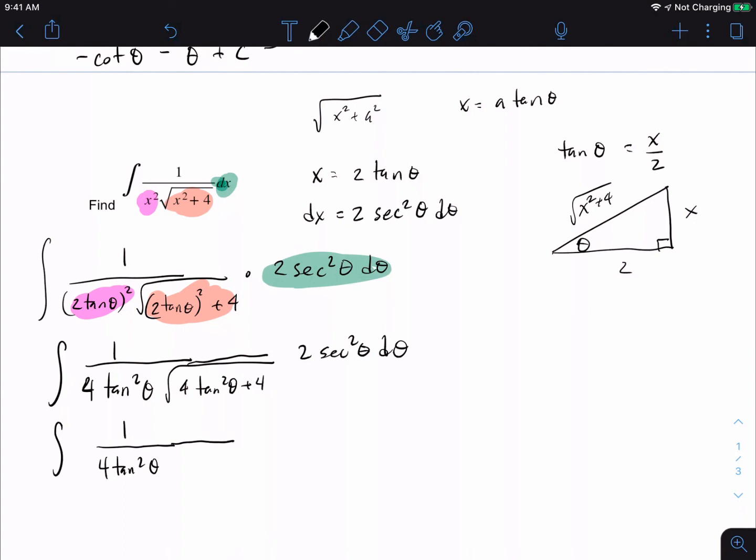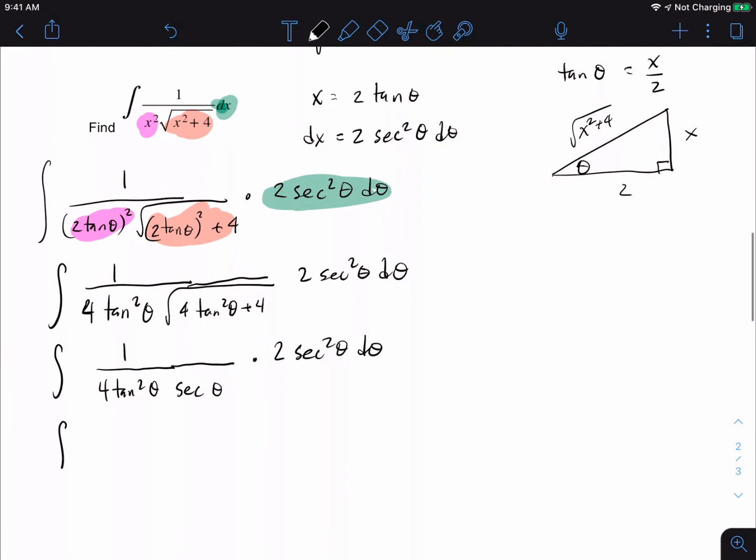So I can pull the square root of 4 out, which is going to cancel the 2's, and so I'm going to get 1 over 4 tangent squared theta. Tangent squared plus 1 is secant squared, which is going to become secant theta times 2 secant squared theta d theta. We can cancel out some things, and I'll pull the 1/2 out finally. I'm going to get secant theta over tangent squared theta d theta.